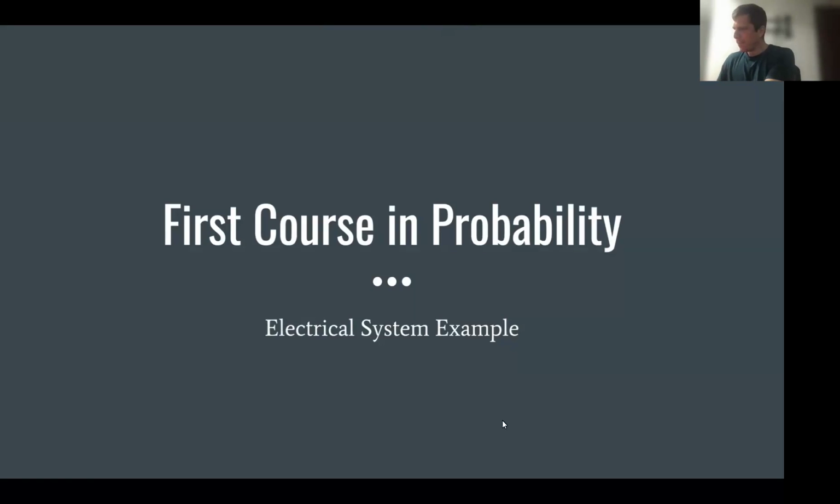All right. So now we've seen how we can do some calculations with exponentials and with collections, with families of exponential random variables. And so we're now just going to do an example involving modeling of an electrical system and the failures in an electrical system.